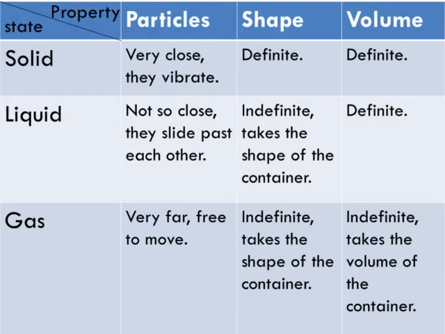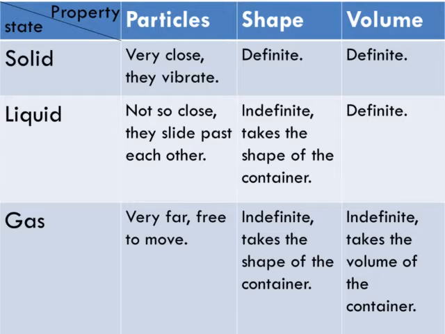For liquids, the particles are not so close, so they can slide past each other. This is why a liquid can flow from one container to another. The shape of a liquid is indefinite. It takes the shape of the container where we put this liquid in. And the volume of a liquid is definite, which means if I have 1 liter, for example, of water, it will stay 1 liter wherever I put it.